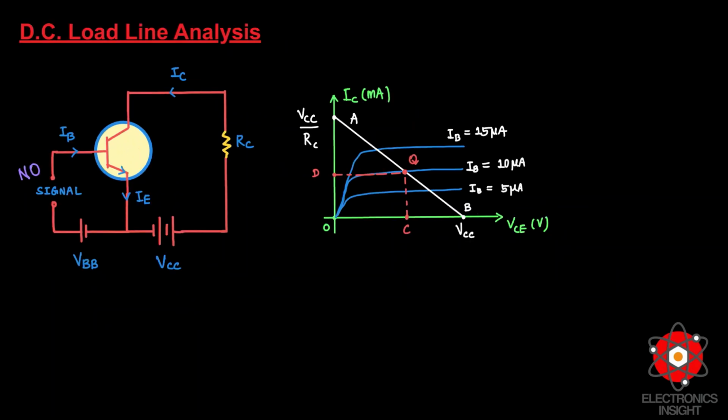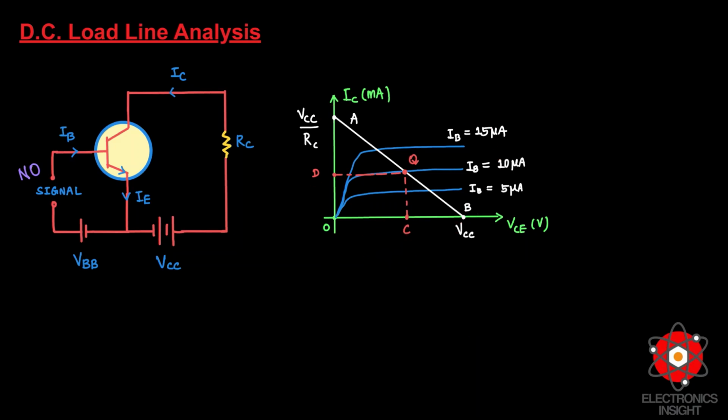So now to perform the DC load line analysis, here we have considered a common emitter NPN configuration where the first circuit shows the circuit without any signal being applied. Therefore, we are going to understand the DC conditions that prevail in the circuit, and the output characteristics of the circuit are shown in the second figure.